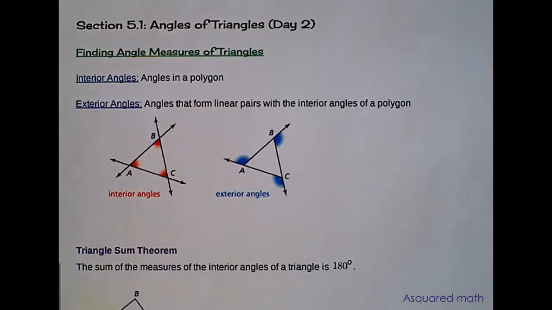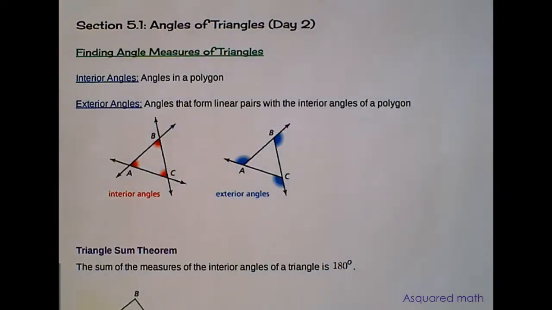Everyone, and welcome to the second half of section 5.1, angles of triangles. Today we are going to be finding angle measures within triangles. And in order to do that, we need to first define interior angles and exterior angles.